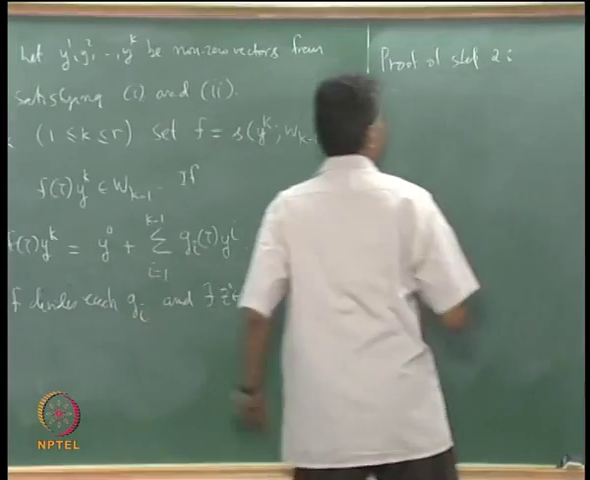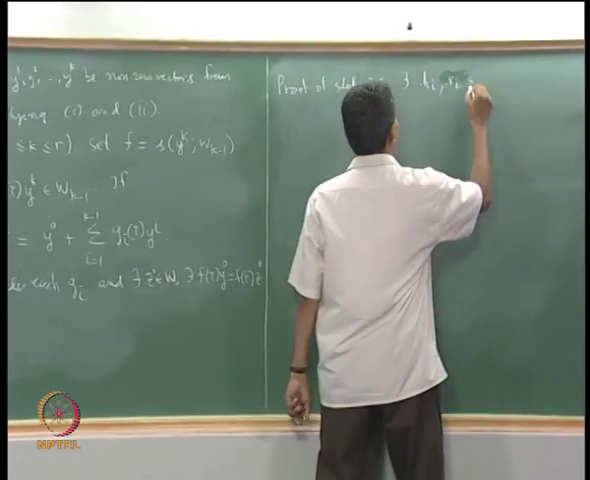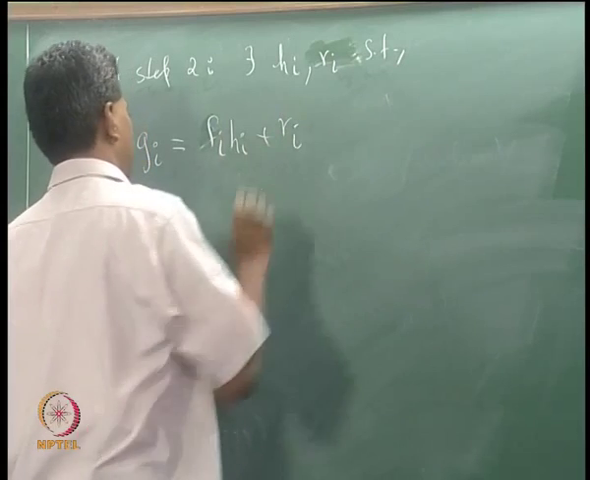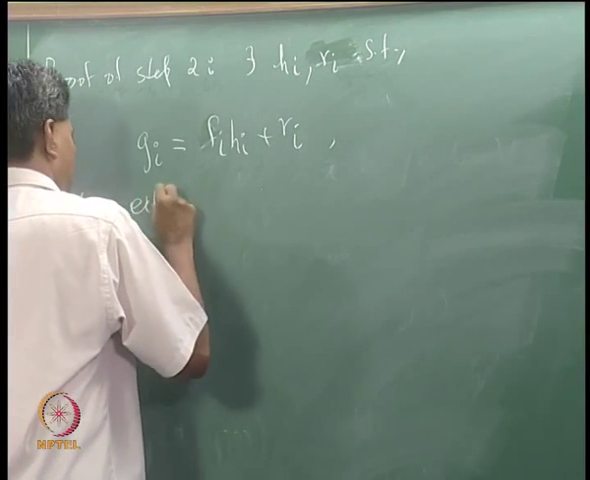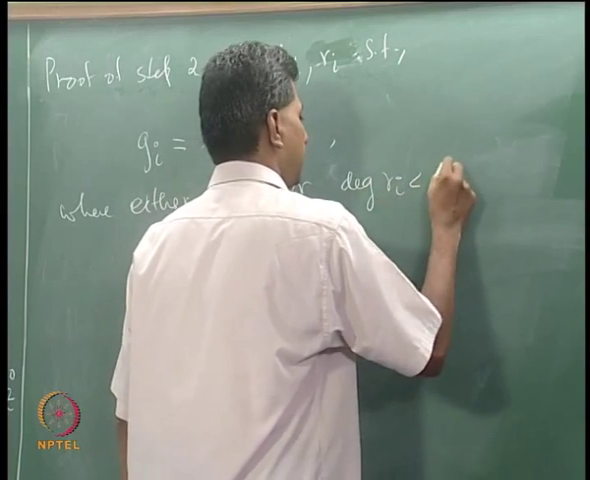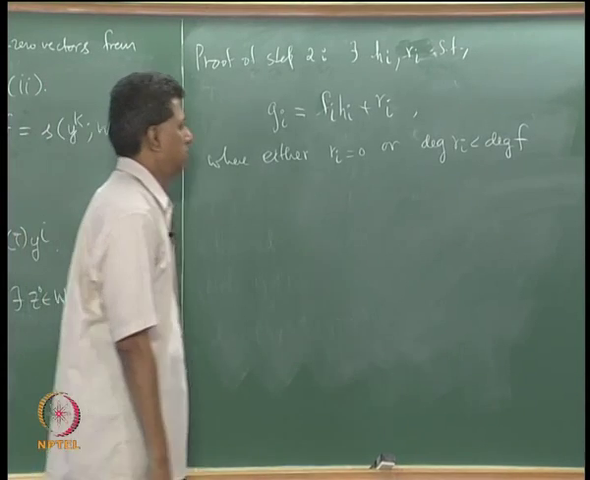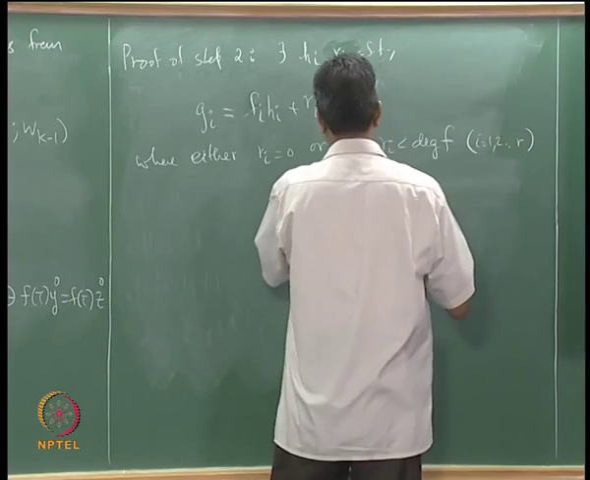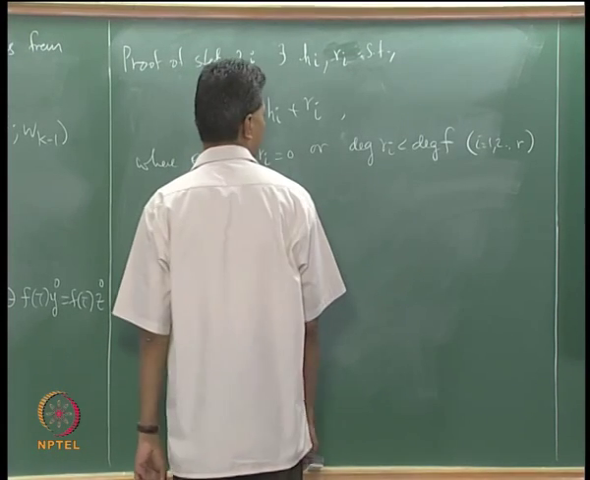See, I have the polynomials f and g_i. By Euclidean algorithm, there exist polynomials h_i, r_i such that I can write the polynomial g_i as f into h_i plus r_i by Euclidean algorithm, where either r_i is 0 or degree of r_i cannot exceed degree of f. Here i varies from 1 to k minus 1.